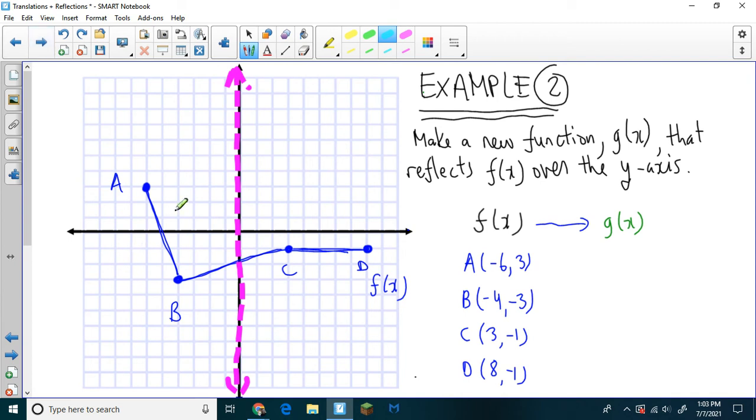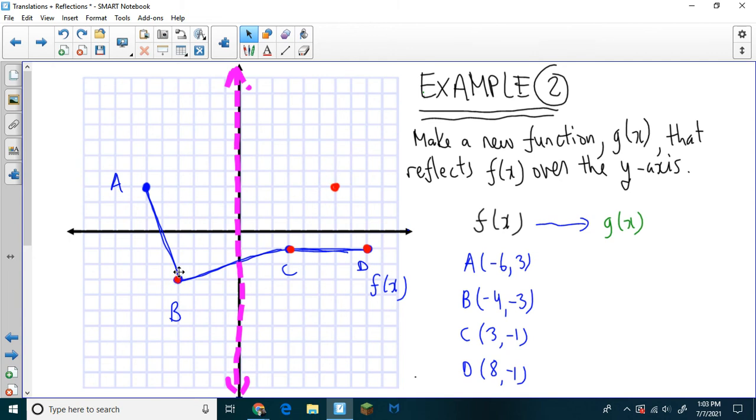So notice again, I'll just do the same kind of exercise. I'm going to color these points, and then I'm going to move them. So if I want to move this point, I'm moving it this way, okay? So what's the distance from this point to the y-axis? Well, it's 1, 2, 3, 4, 5, 6. So that means that it's going to be 6 on the other side. 1, 2, 3, 4, 5, 6.